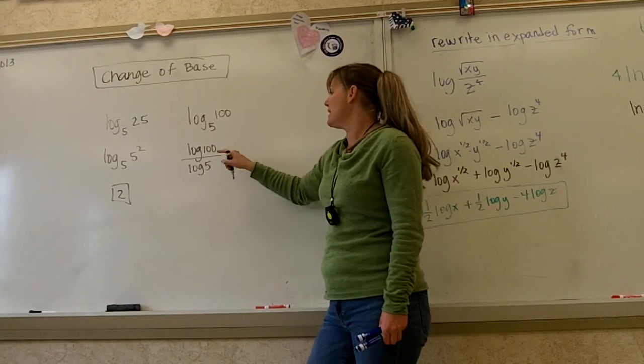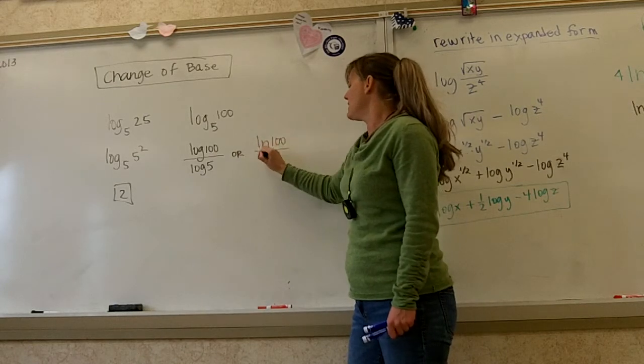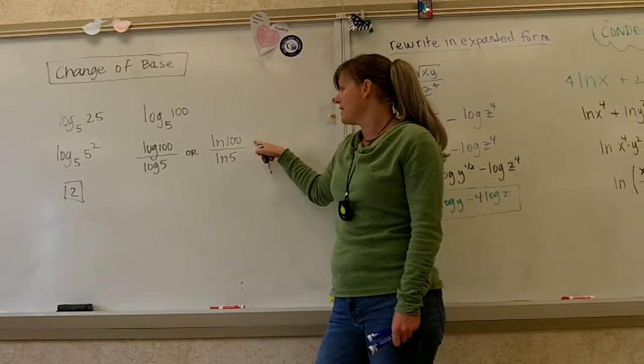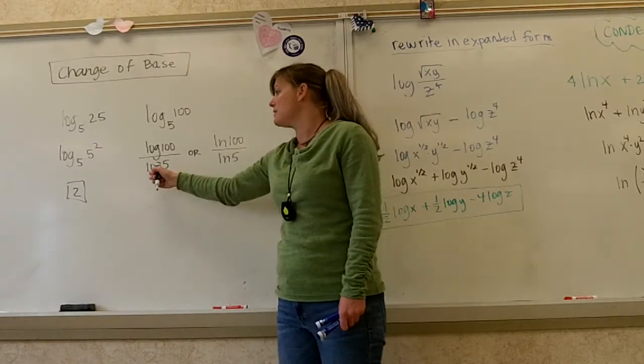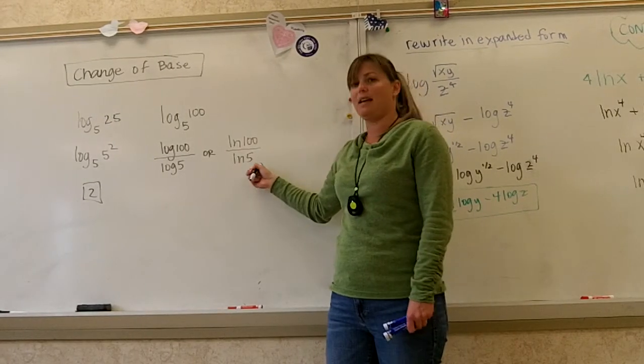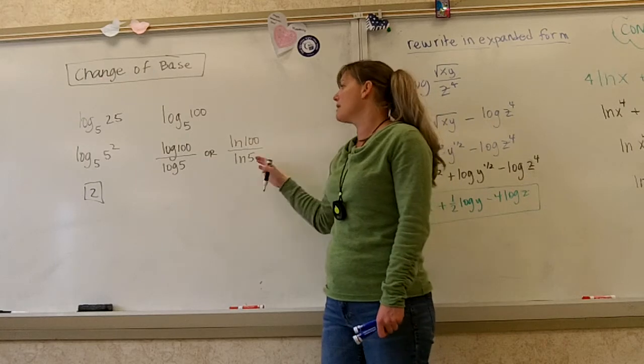Or you could use it in natural log. So you could say the natural log of 100 divided by the natural log of 5. And if you pick up a calculator and you just type those into the calculator, if you do log or if you do natural log, you will end up with the same answer. So why don't you type that into your calculator and figure it out, and then you can practice more of these in class tomorrow.